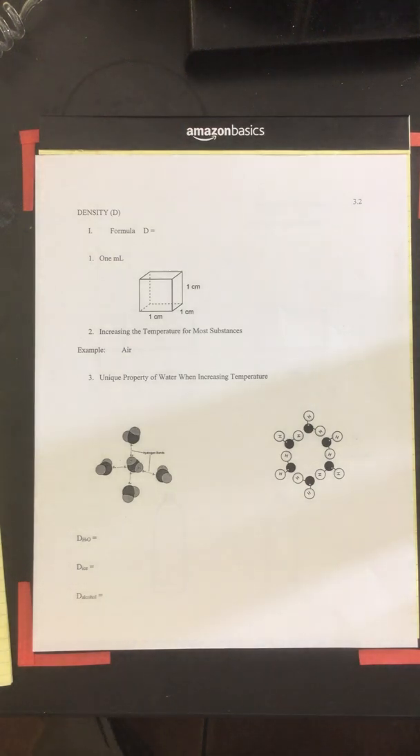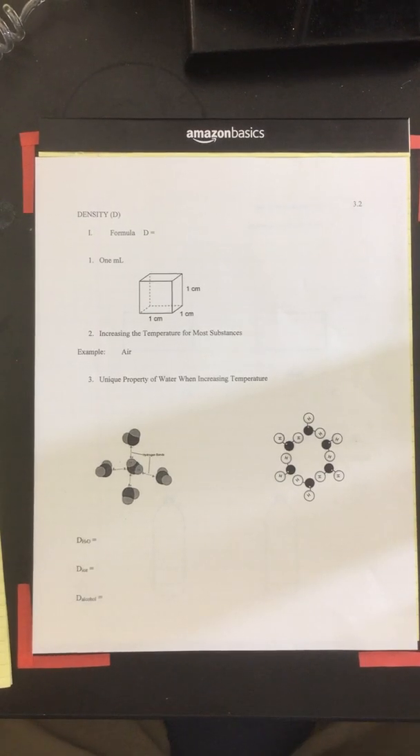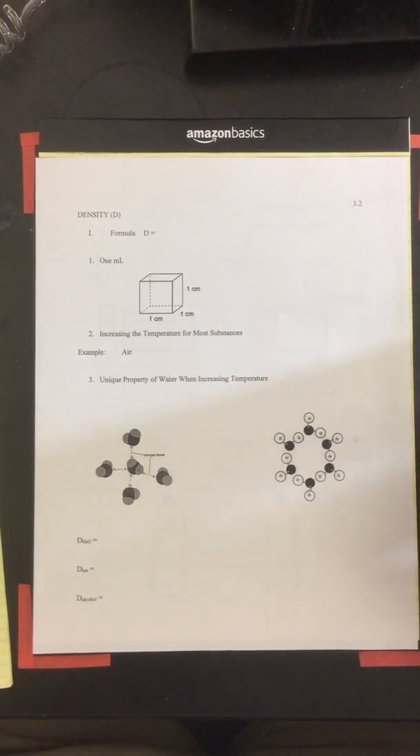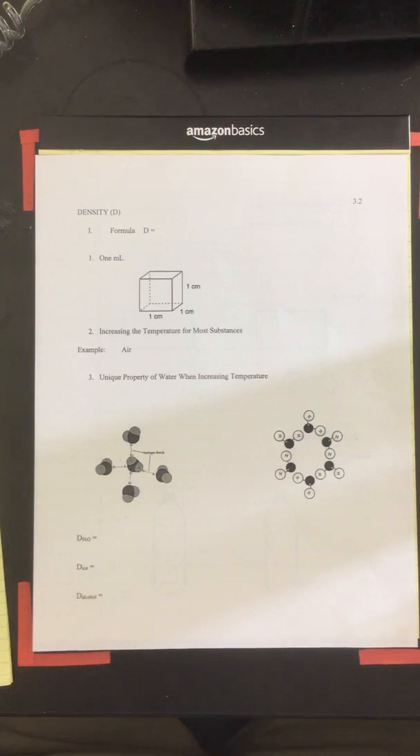Hey guys, welcome back. We're going to continue on with our lecture material, and this is going to be from section 3.2. This is looking at density. You guys have seen density in physical science, and hopefully you've seen it a little bit in biology, and the principles of density are all around us. But we're going to go over the formula and how water behaves and how different materials behave in different densities. So let's go ahead and get started.